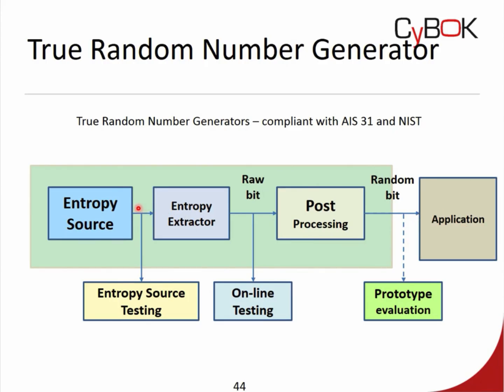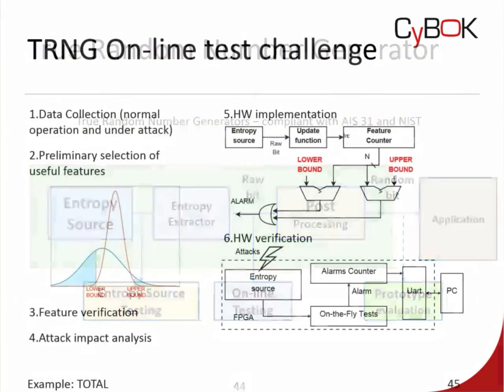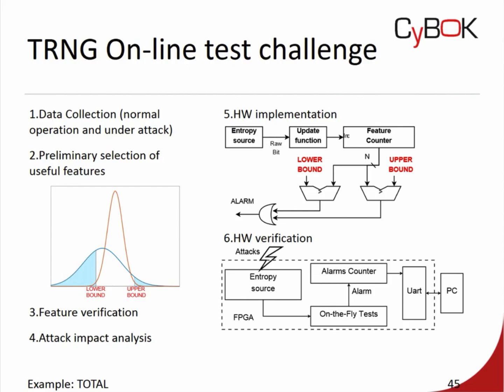Now, on the generation of these random numbers, you have several types of testing. You have entropy source testing, online testing, and you might have prototype evaluation. Recently, a lot of body of knowledge has appeared on these types of testing, because it's a challenge in an IoT device. When you generate randomness, how do you test that it's random? You cannot collect millions of bits of data on an IoT device to decide yes or no, this was random. So you have to do it on the fly. So this online test generation is a challenge.